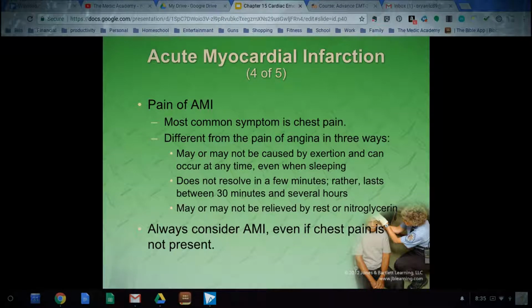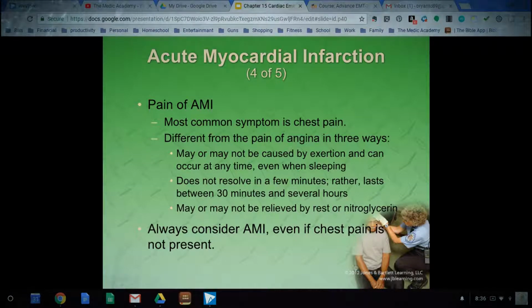Now, AMI does not resolve in a few minutes. Rather, it lasts between 30 minutes and several hours, versus angina pectoris, where it's easily relieved, especially with rest and nitrates. If they have a history of angina, they'll usually be prescribed nitroglycerin, and this nitroglycerin usually resolves their chest pain in a matter of a few minutes. AMI may or may not be relieved with rest or nitroglycerin.